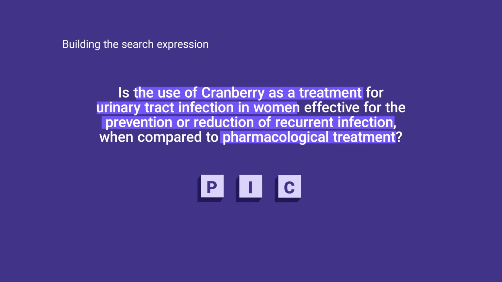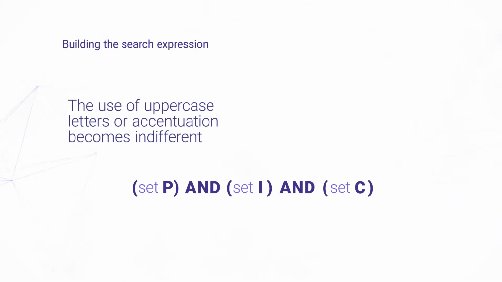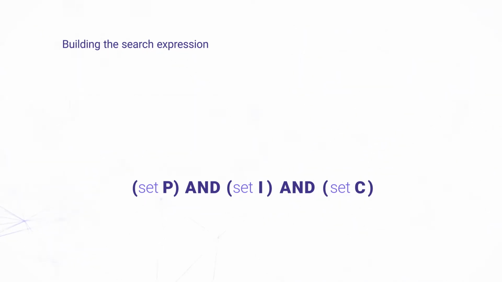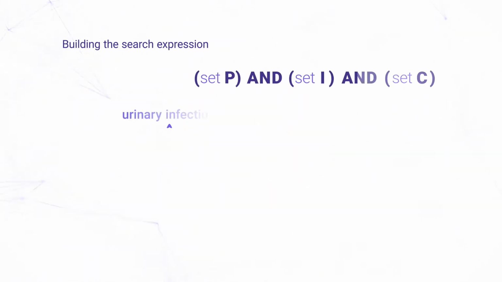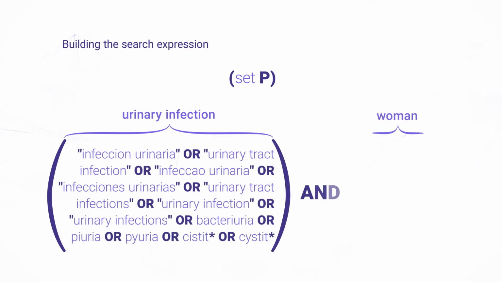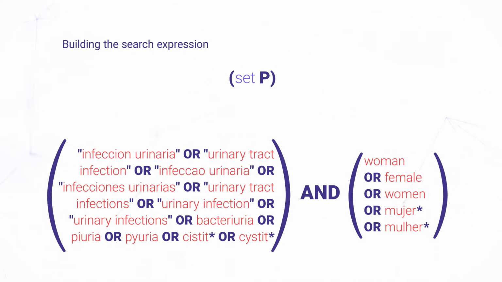Let's build the set with the resources we have learned so far. The first step is to identify the words or terms to represent each set, avoiding verbs. The use of uppercase letters or accentuation becomes indifferent. We must also include synonyms, variations, and use different languages for the same term. For the set P, we can use the terms urinary infection and women and search for it in more than one language, using, or not, the truncation with an asterisk.